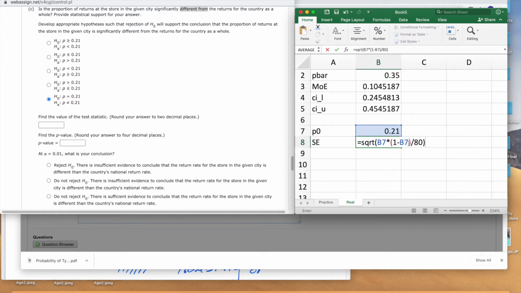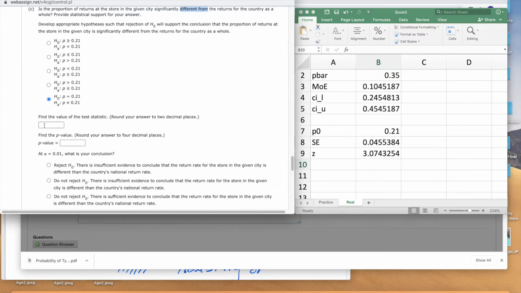Excel knows the formula for the standard error, and it also knows what it needs. That's why we fed that formula the sample size. So there's our standard error, and now we're ready to make a z, or a test statistic. It's a z in this case because it's a proportion problem. That will equal p bar minus p naught divided by the standard error, 3.07.